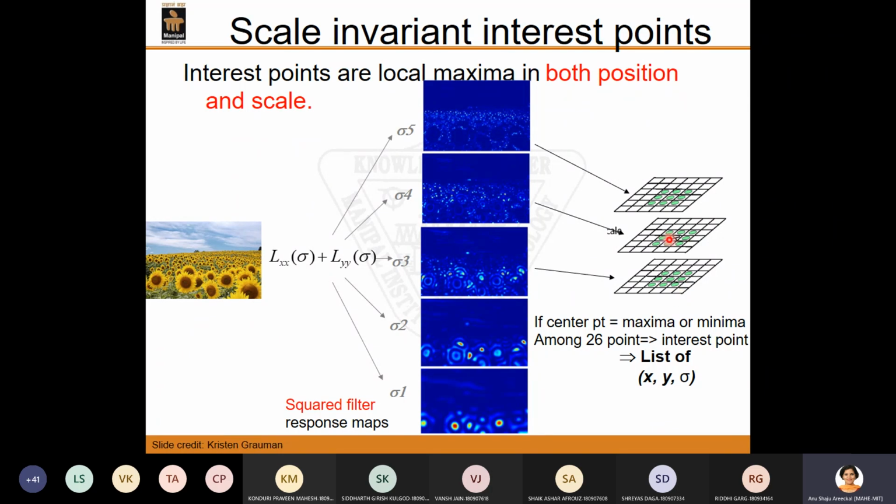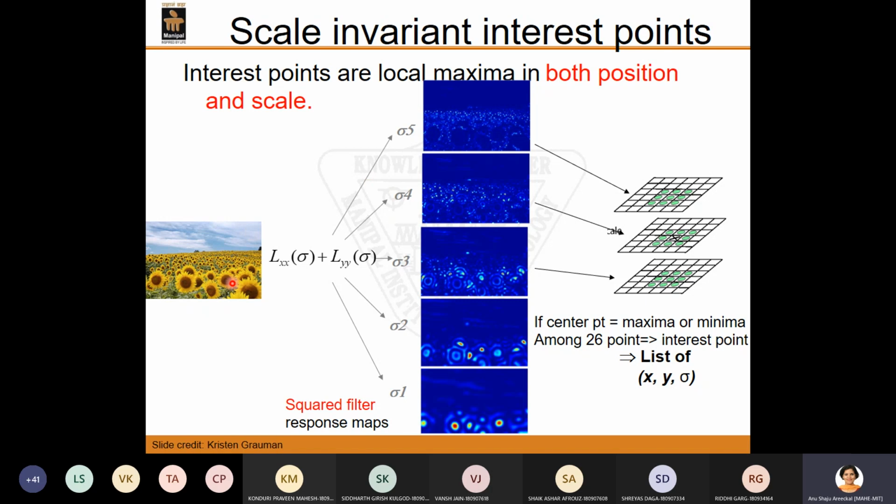Now, once we identify a particular point of interest, that interest point is saved, or noted down, in the form of x, y, and sigma. So here x and y determine the location of that particular center point, and sigma represents the particular scale it belongs to. So that is the x, y, sigma representation, and these interest points are saved in this form.